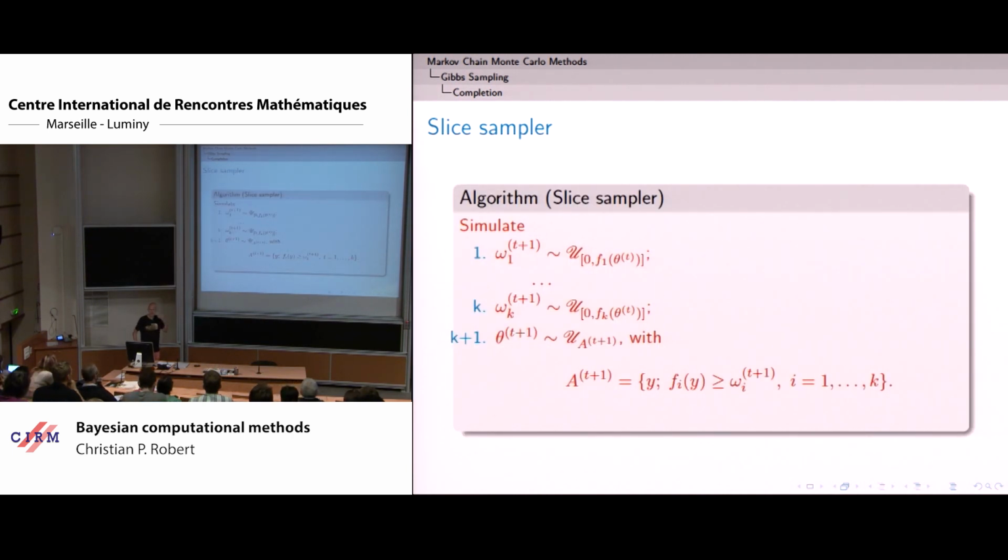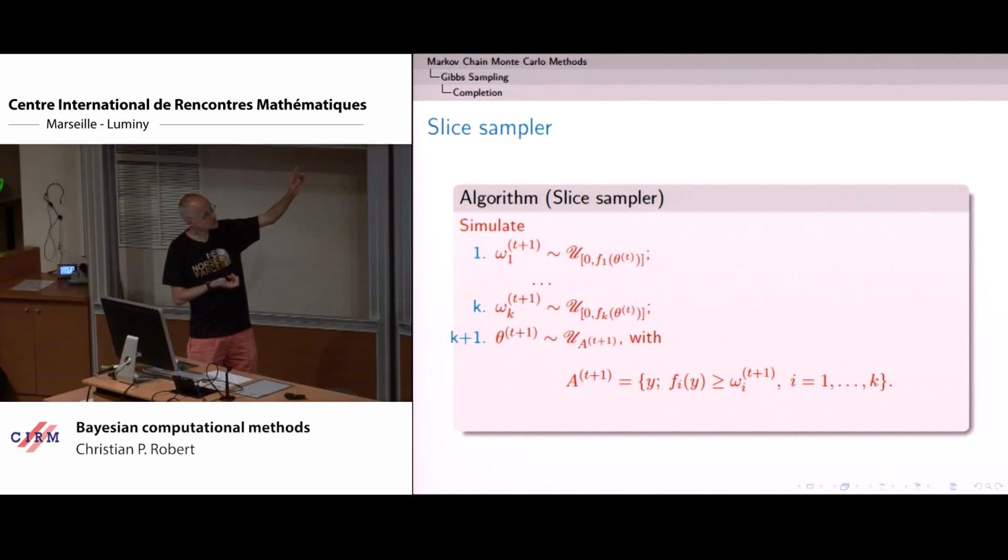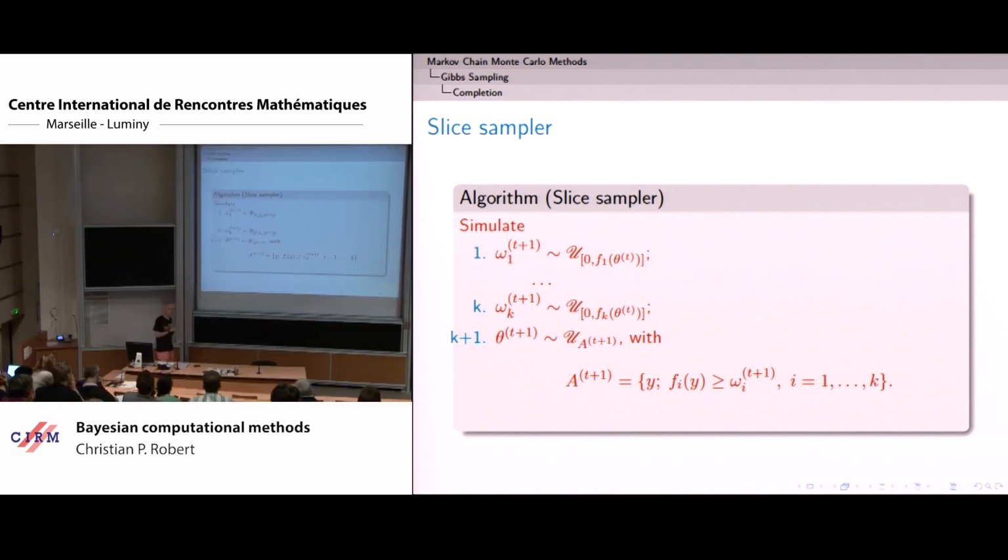So that means that you run a Gibbs sampler in this setting, you repeat simulations of the omega i's that are uniform, so it cannot be simpler if you can manage the computation of f1, f2, fk, and then given the omega i's, you generate a theta that is a uniform on the set restricted by the fact that fi of theta is larger than omega i at the current realization of each of the omega i's. Okay, so it is the intersection of those slices of the parameter space, because theta is my parameter of interest.